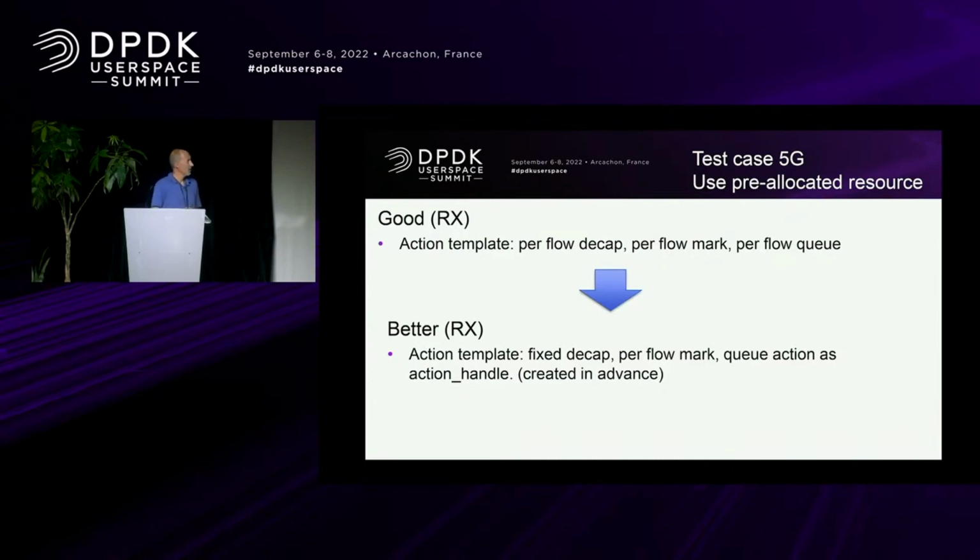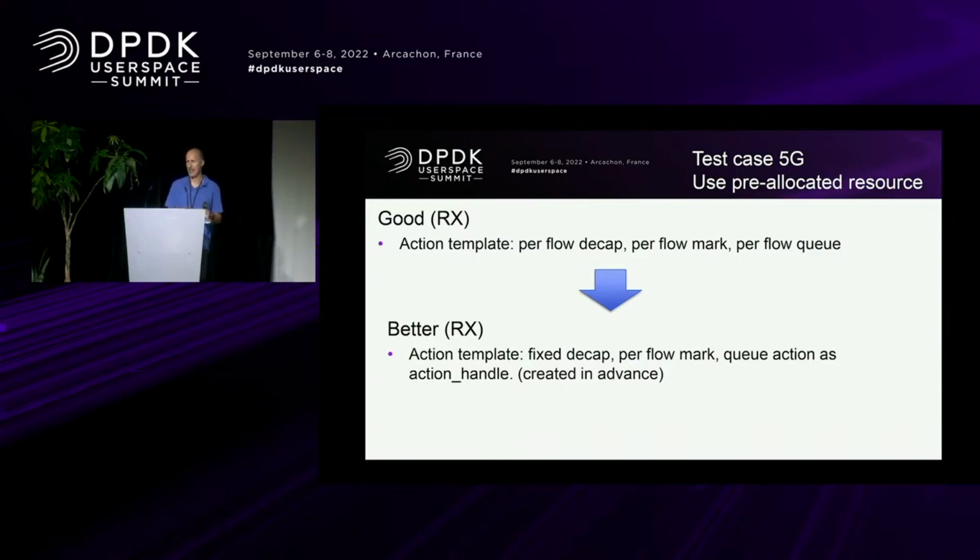Okay, so what can we do to improve? First of all, like I said, everything we should consider is pre-allocating. So as we saw from the RX, basically we have the decap, and then we have the mark and the queue. Decap is the same for all. Basically, we're just trimming the packet. It's not flow dependent. So let's do it fixed. Let's move it to the template API.